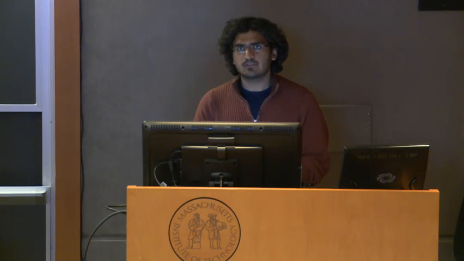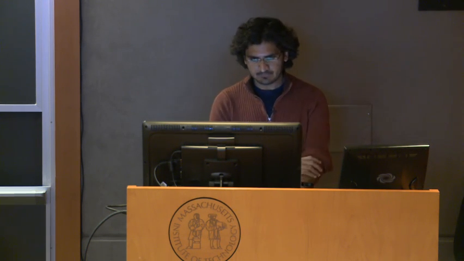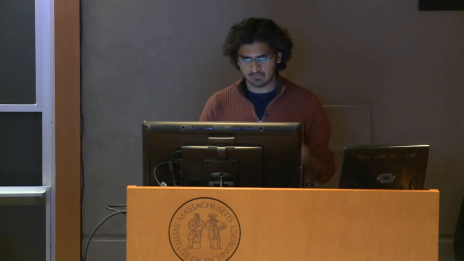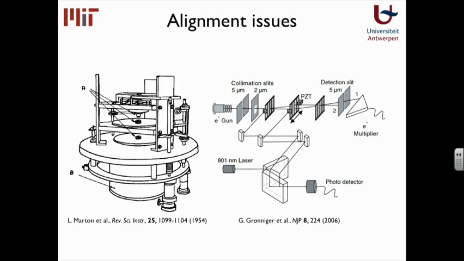So amplitude division interferometers have been around for a long time. In fact, the very first electron interferometer, which was developed way back in 1954 by Martin and co-workers, was an amplitude division interferometer. More recently, Groninger and co-workers also developed an amplitude division interferometer for electrons using nanofabricated gratings.